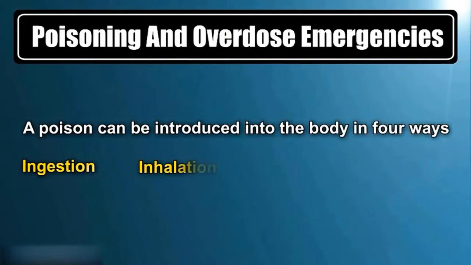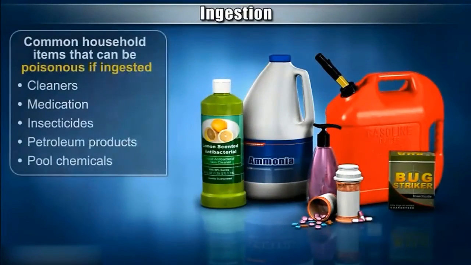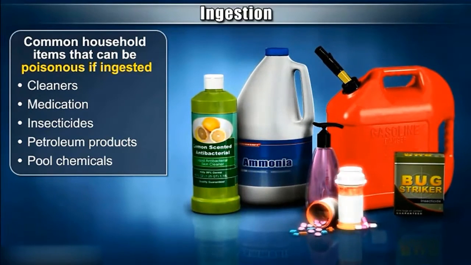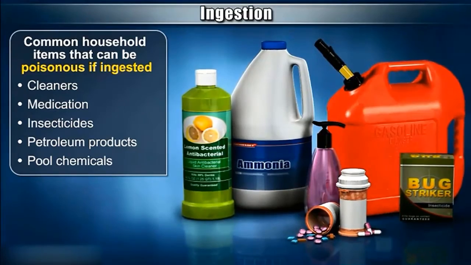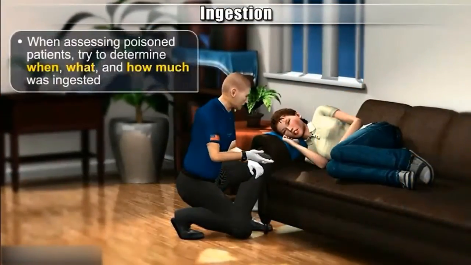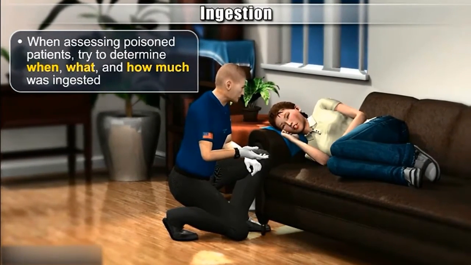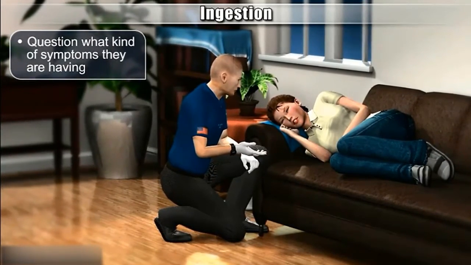A poison can be introduced into the body in 4 ways. Ingestion. Many common items around the household, such as cleaners, medication, insecticides, petroleum products, and pool chemicals, can be poisonous if ingested. When assessing poison patients, try to determine when, what, and how much was ingested. Question what kind of symptoms they are having.